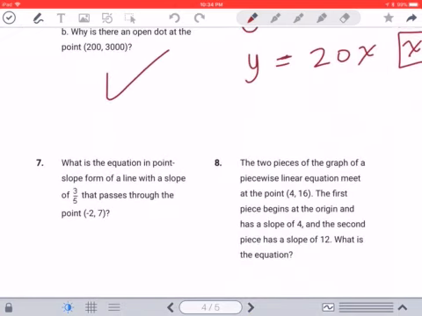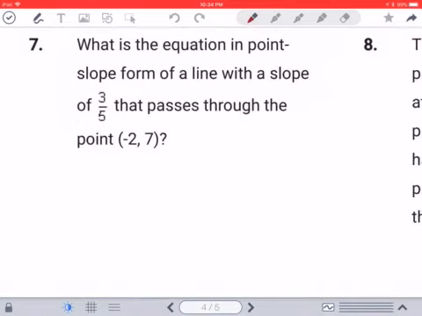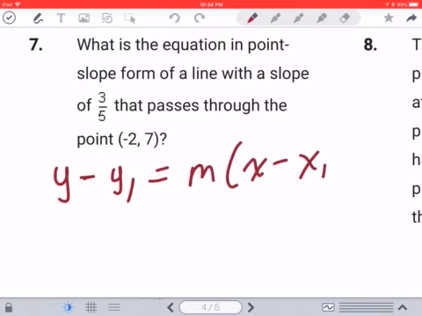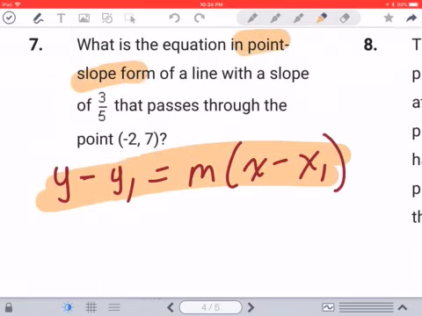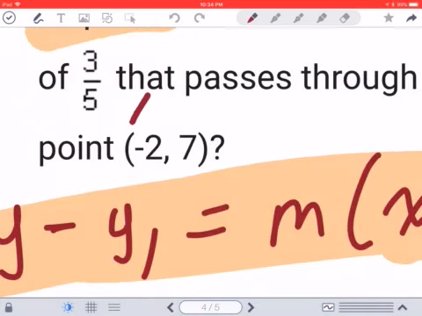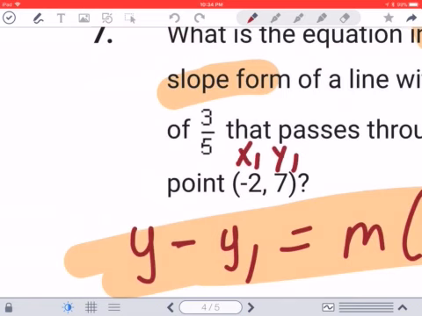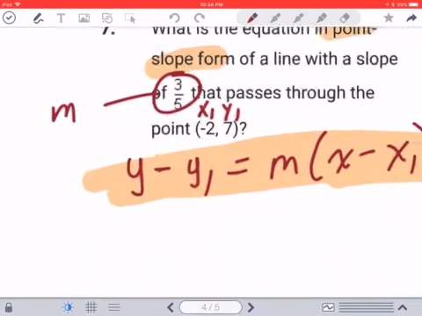And the next two things here. What is the equation in point slope form of a line with slope of 3/5 that passes through the point -2, 7? Okay, so it's asking for point slope form. So point slope form is y minus y1 equals m times x minus x1. All right, so this is another algebra formula here. And it says that this is the point, so I'm just going to label this x1, y1, and then this is going to be my m value. So I'm just going to plug that in.